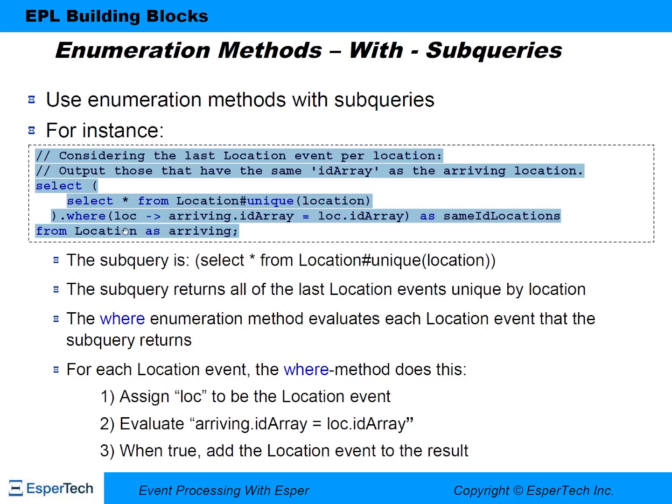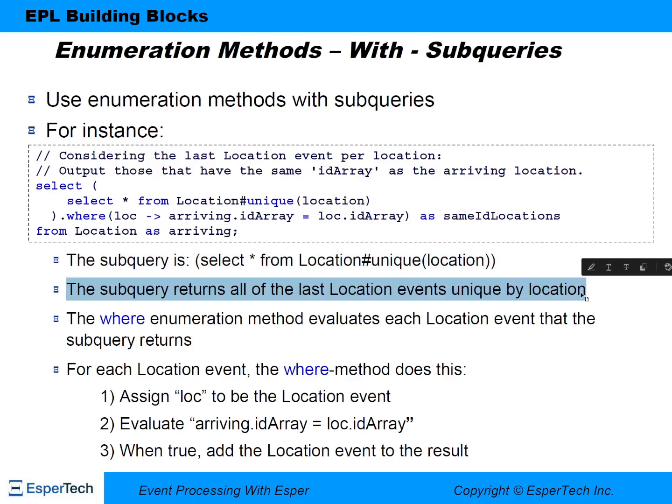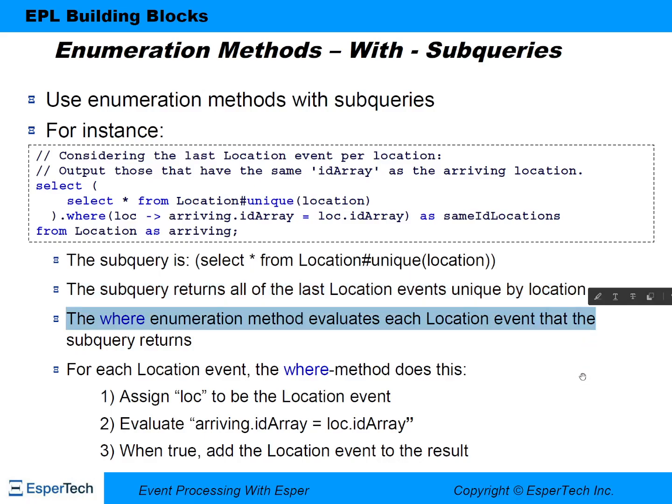from Location as arriving. The subquery is select * from Location#unique(location). The subquery returns all the last location events unique by location. The where enumeration method evaluates each location event that the subquery returns.